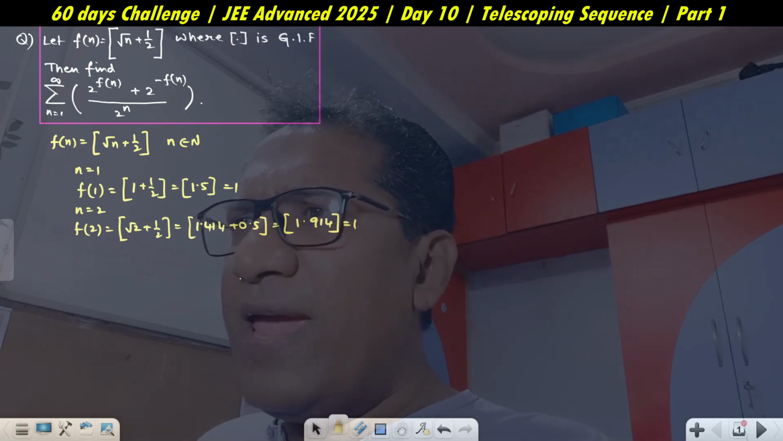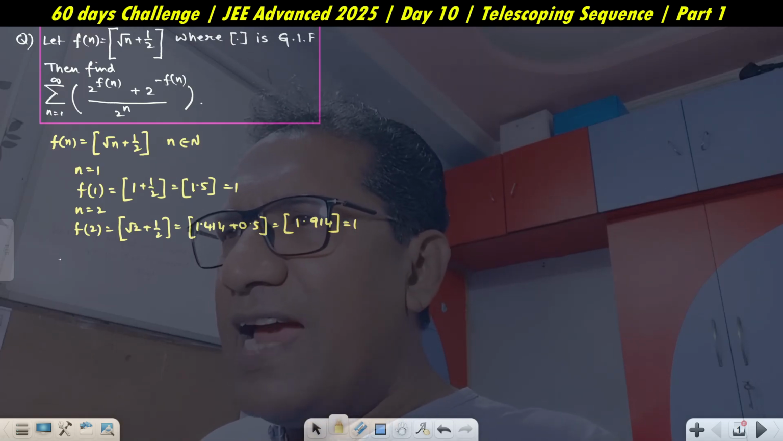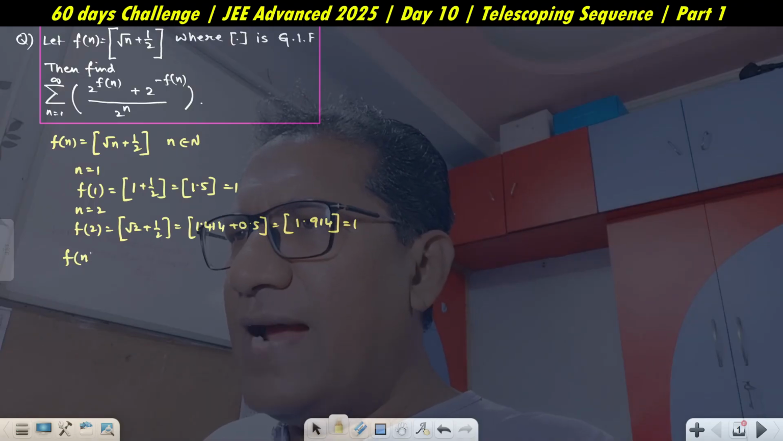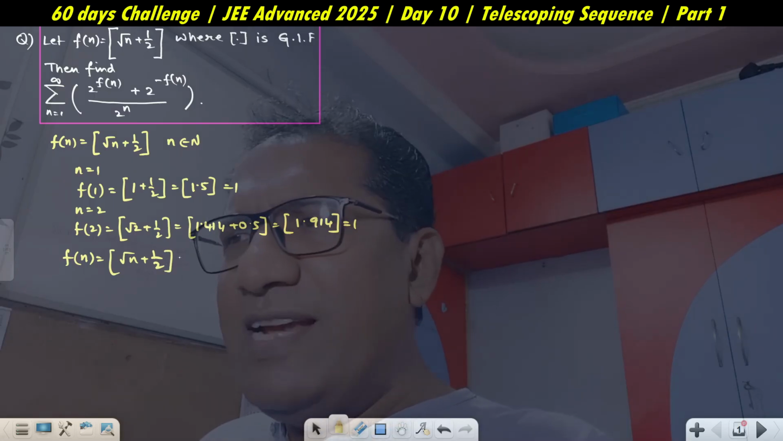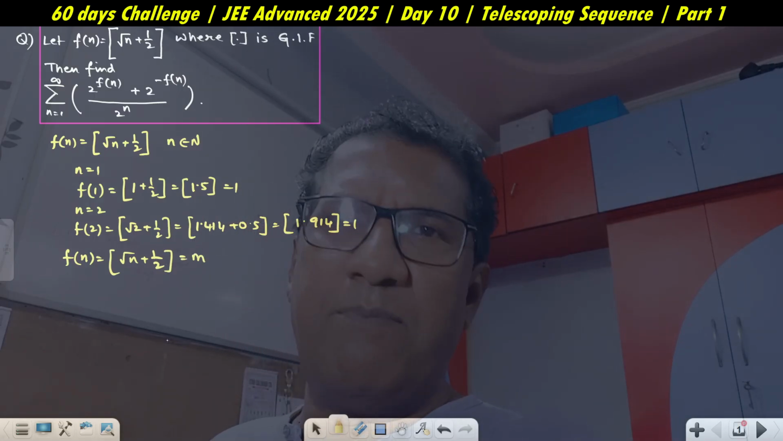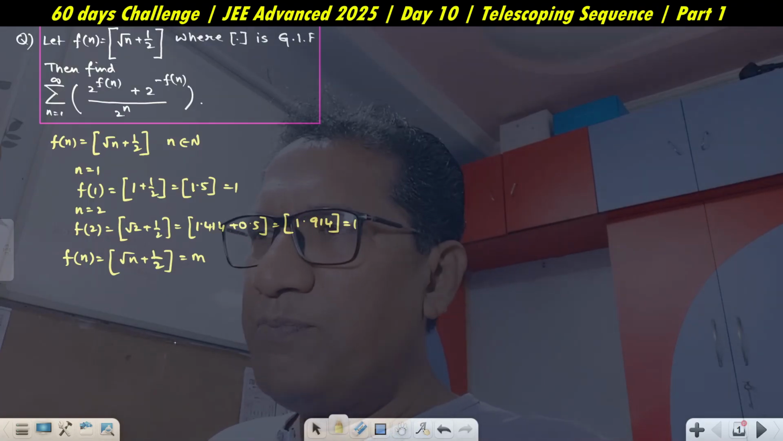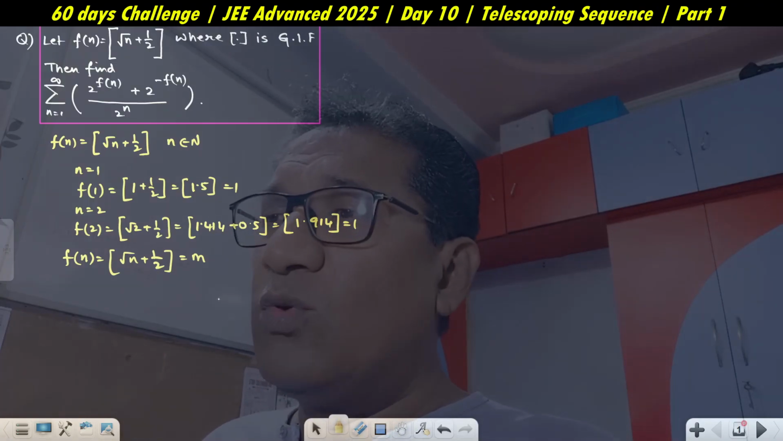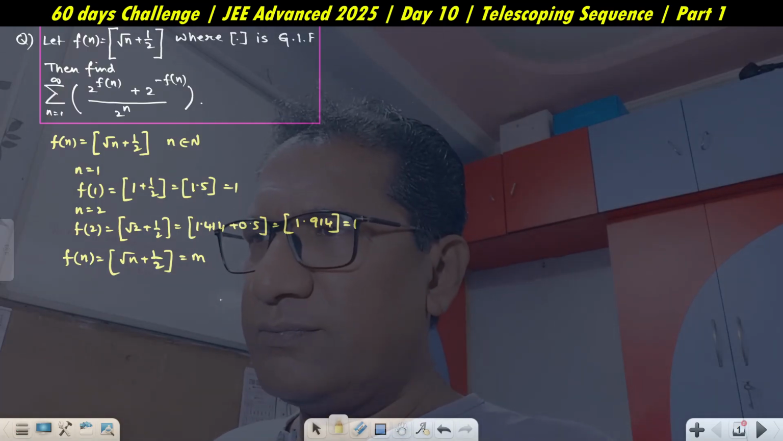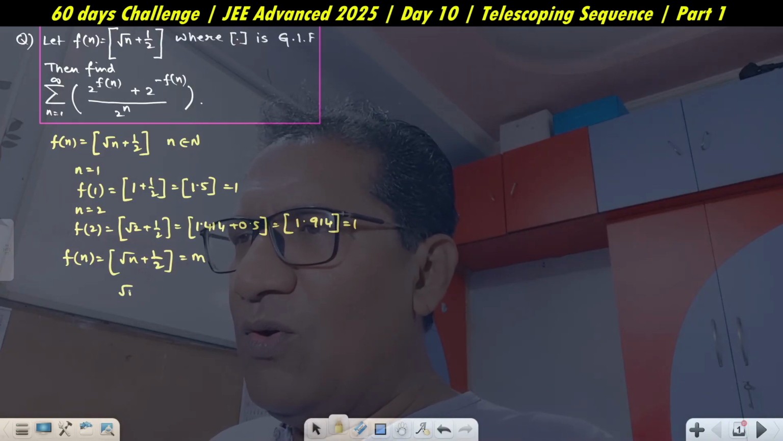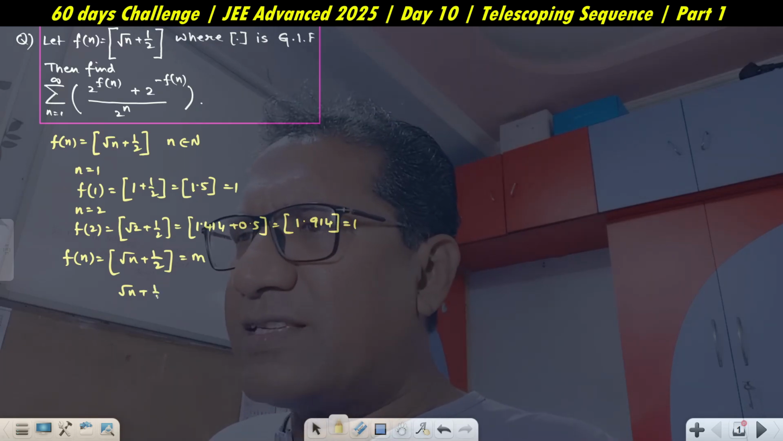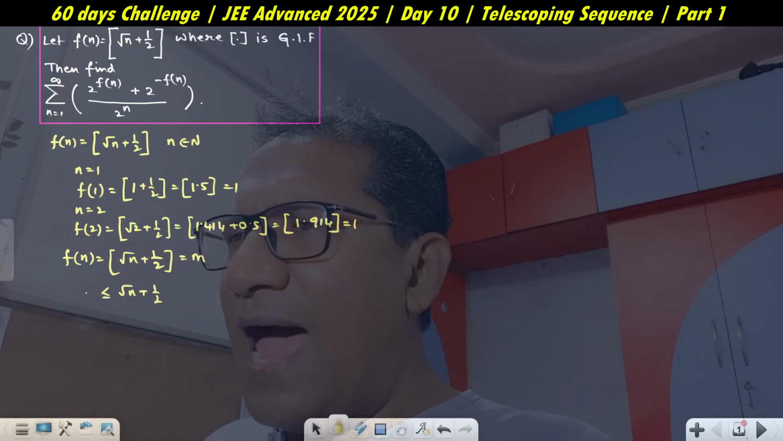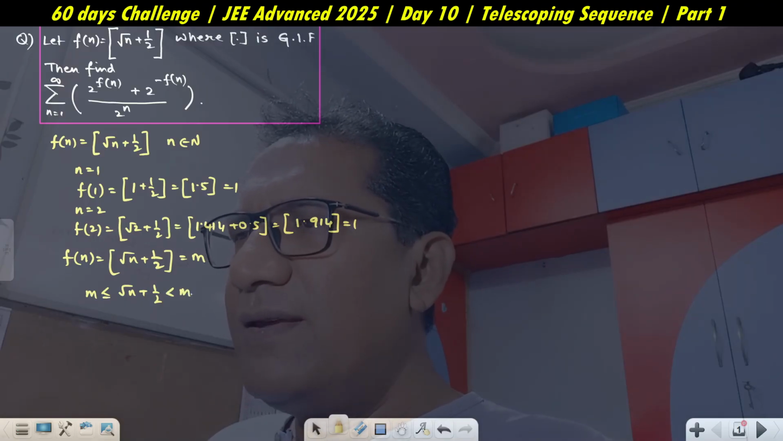So what I want to do here is, let us assume that fn is some integer. Let us say the integer is m. m is an integer, okay? Or more precisely, you can say that m is a natural number, as n is a natural number. Now, as the greatest integer function of root n plus half is m, it implies root n plus half will lie between m and m plus 1.